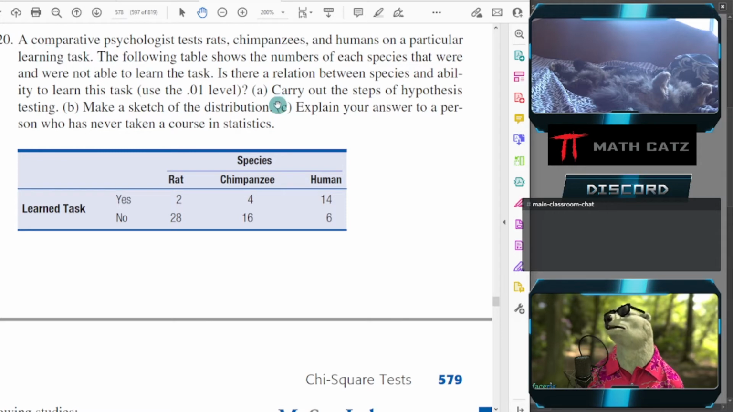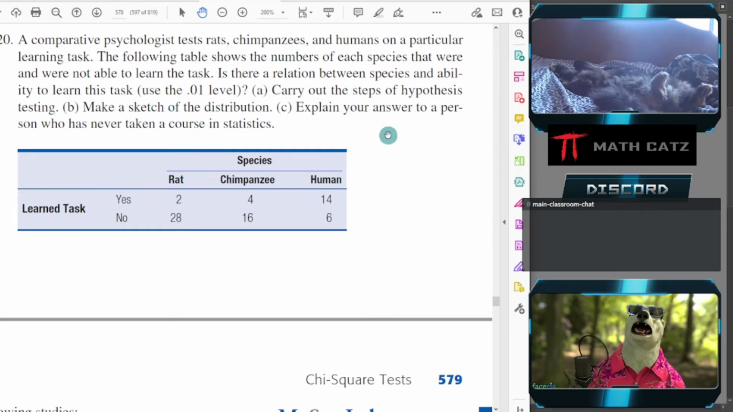A comparative psychologist tests rats, chimpanzees, and humans on a particular learning task. The following table shows the numbers of each species that were and were not able to learn the task. Is there a relation between species and ability to learn the task? Use the 1% level. So we want to again go through our hypothesis testing procedure to sketch distribution.